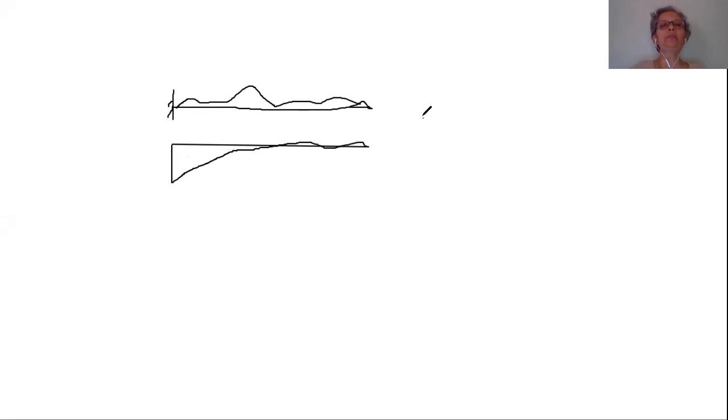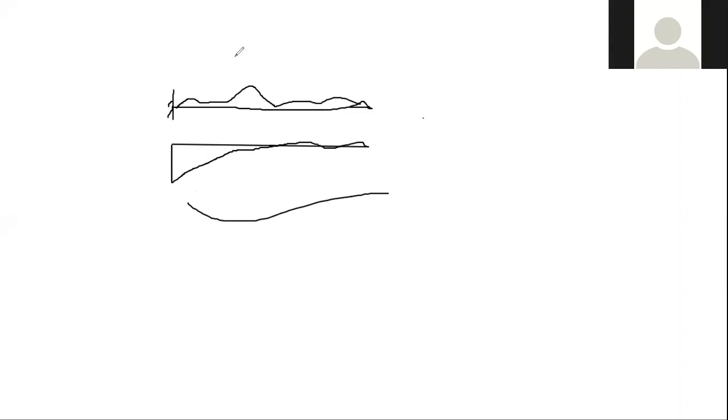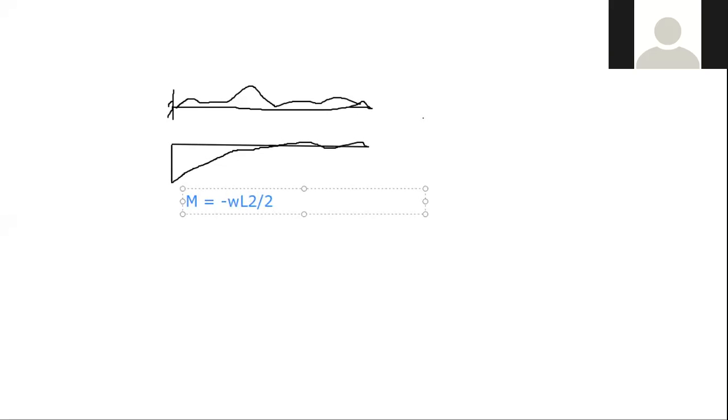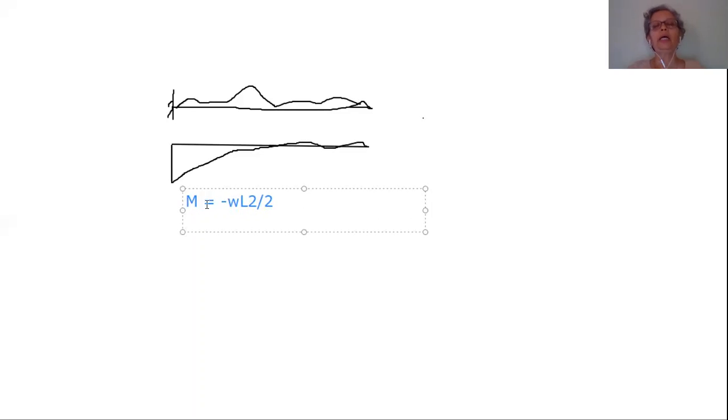So how much is the moment? Minus WL square by 2. Okay, so I'll write here: M is equal to minus WL squared by 2. Then how do I proceed further for the conjugate beam? For the conjugate beam, the ends are going to shift, supports are going to shift.